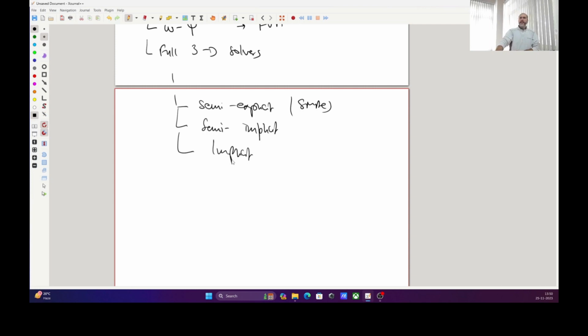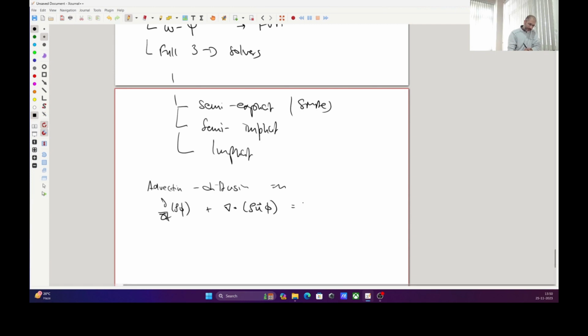So there's one thing that we never discussed explicitly, which was something called an advection diffusion equation. So this is actually the equation that is the common form that we have written. Okay. Del by del t of rho phi plus divergence of rho u phi is equal to divergence of... so this is called the advection diffusion equation.